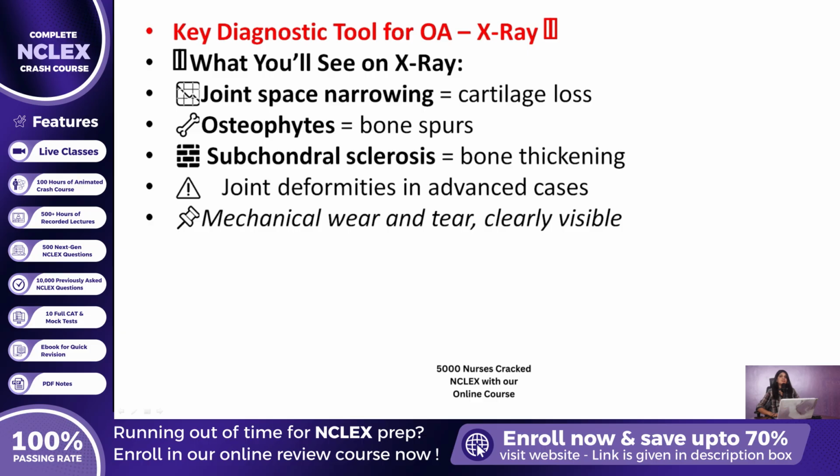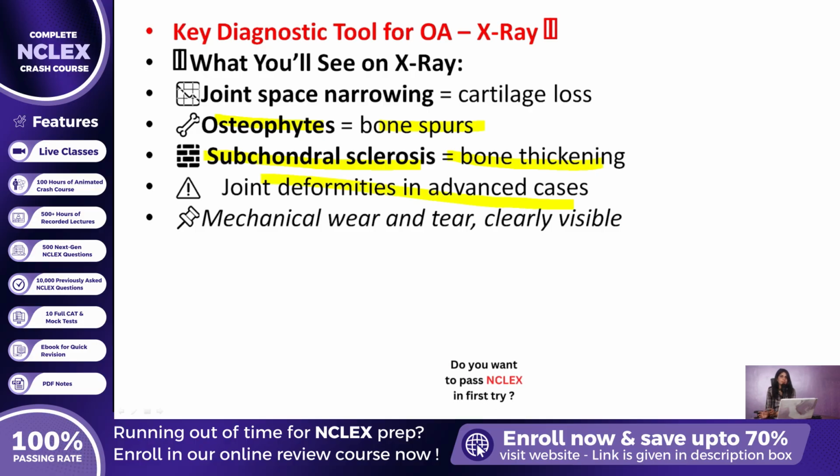The real star in diagnosing osteoarthritis is the X-ray. When you look at an X-ray of someone with osteoarthritis, you will typically see joint space narrowing. That tells us the cartilage has worn away. You may also spot osteophytes, which are little bone spurs that form around the joint edges. In more advanced cases, you might see subchondral sclerosis, which means increased bone density just beneath the cartilage, and even some deformities if the damage has been progressing for a long time.